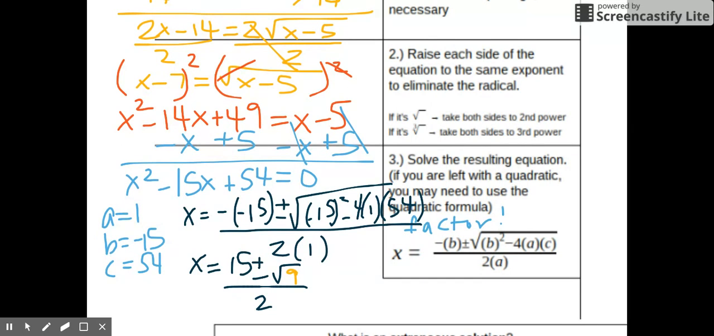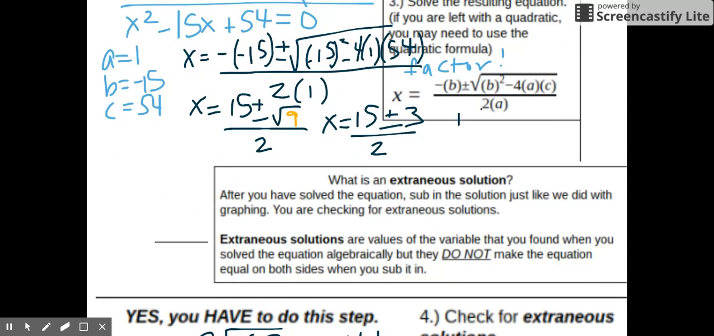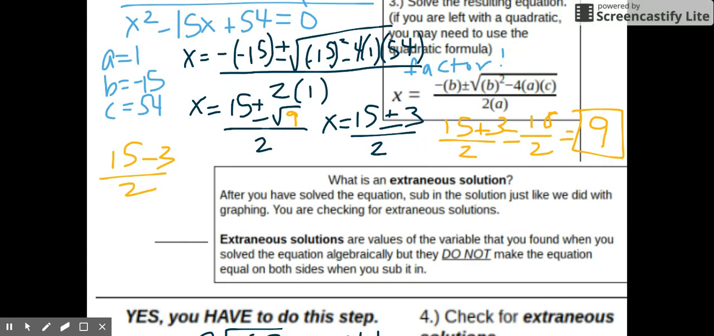So I'm going to simplify my square root now. Square root of 9 is a nice one. So that's just 15 plus or minus 3 over 2. Remember, when we end up with something like this, we're going to do both 15 plus 3 divided by 2, and 15 minus 3 over 2. So I'm going to write this both in orange so you can see them both. So 15 plus 3 is 18 divided by 2 is 9. So that's one of my answers. Okay, and then I got 15 minus 3, which is 12, divided by 2 gives me 6.